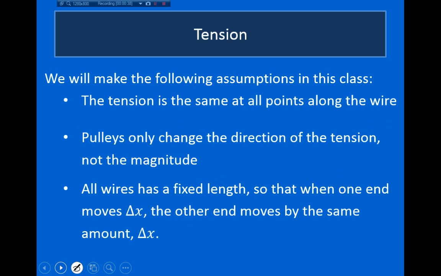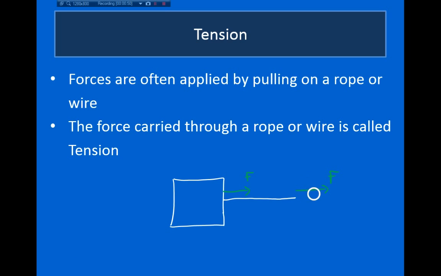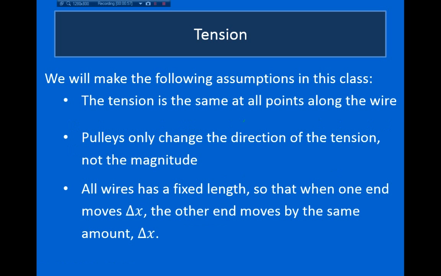Now when we solve problems involving pulleys and ropes, we're going to make the following assumptions. The first assumption is that the tension will be the same everywhere inside the rope. So for example, if I apply a force F to one end of this rope here, then the force at the other end of the rope is going to be the same. Basically, what this assumption is saying is we're assuming that the rope is massless.